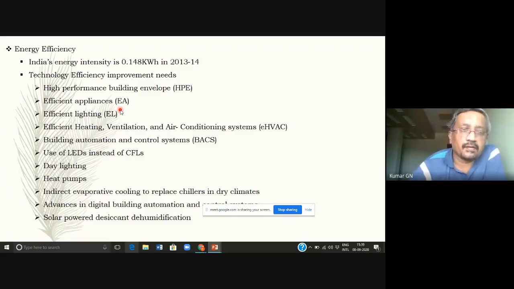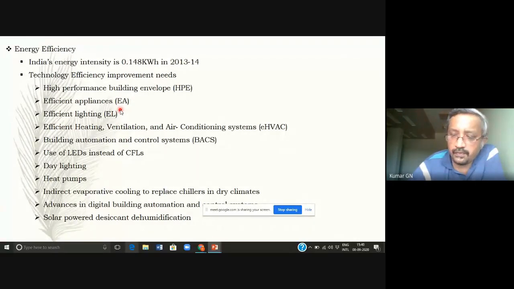Lighting, already I told you, instead of CFL we can go for LED bulbs or LED lights so that electricity consumption can be reduced. Efficient heating, ventilation, and air conditioning system. As I said, when we are constructing a building, we have to see the proper ventilation and natural air circulation so that usage of air conditioning system can be avoided, or even if we use it, we use it minimally. Building automation and control system.